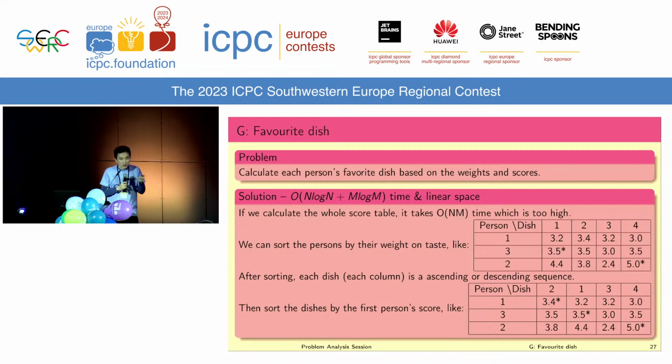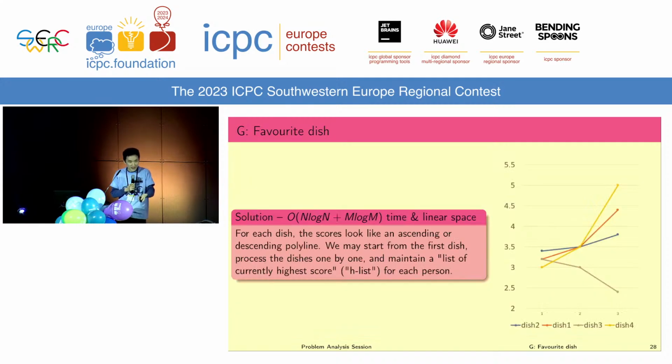Then we again sort the dishes by the first person's score. So different columns, we sort the columns by the first person's score. With that, for every dish, the score looks like an ascending or descending polyline. So it has 4 dishes, like yellow, red, blue, and gray. Every color is a dish, and every dish is a polyline, ascending or descending.